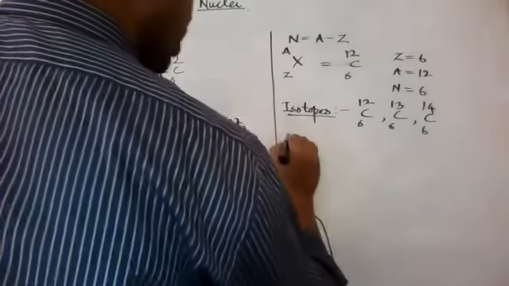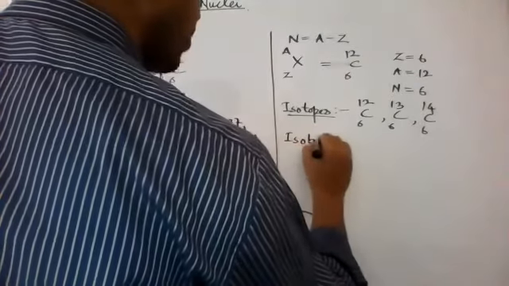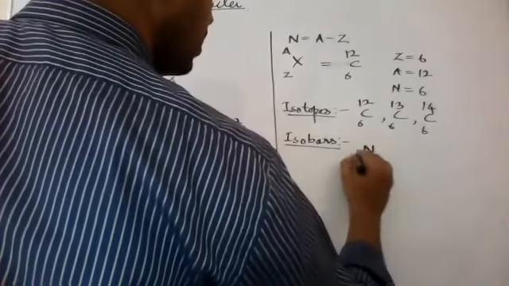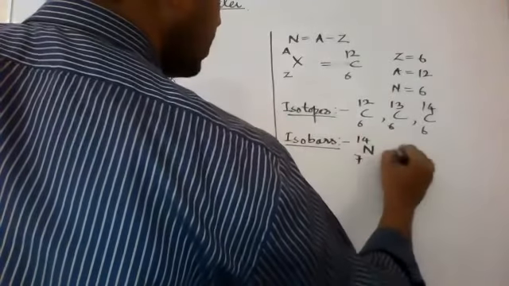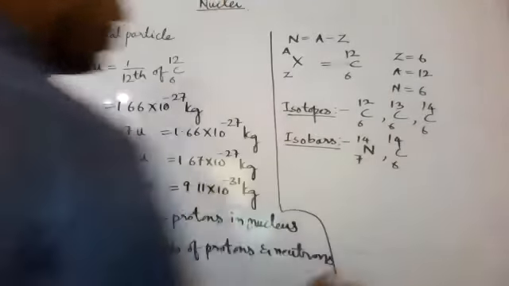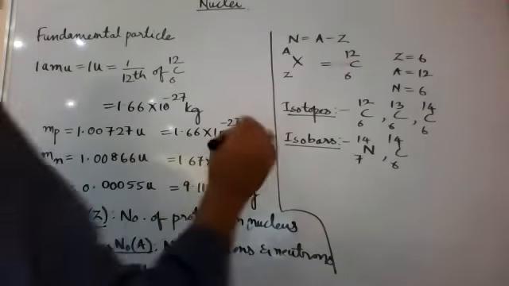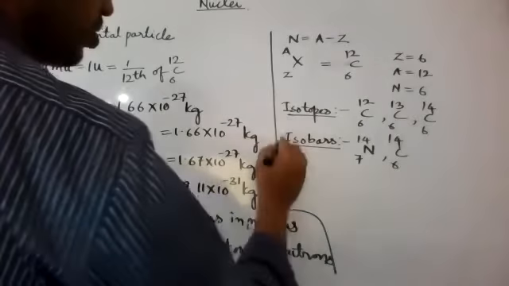Now what are isobars? Isobars means having the same mass number. Example is N-14 and C-14. Atoms of different elements but having the same mass number are said to be isobars.